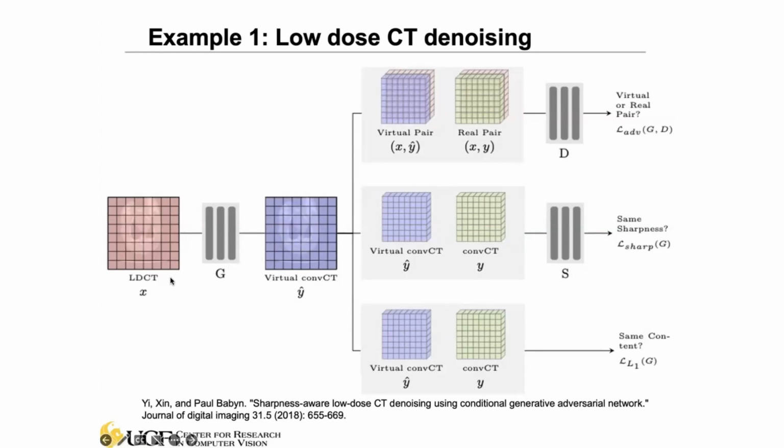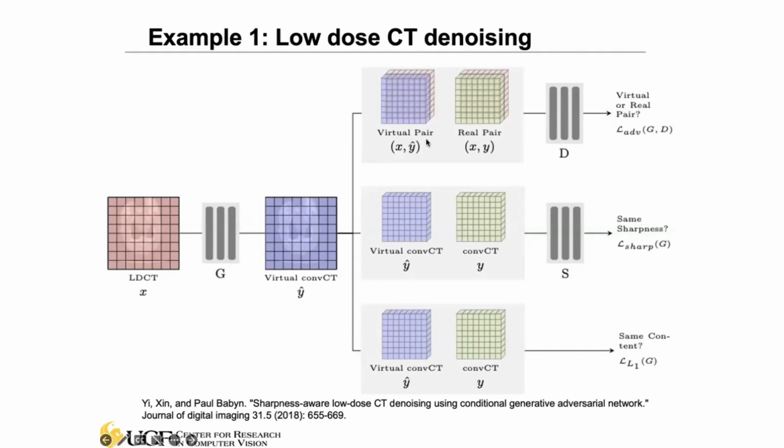So you have this input, low dosage CT image, x. It will go through a generator, G, and will generate a virtual conventional CT, right? The conventional CT means this is a denoised or high quality CT image. And this is called virtual because it is generated by this generator, okay? So this is a synthesized conventional CT image indicated by y hat, right? For their loss function, they have this usual GAN loss, right?